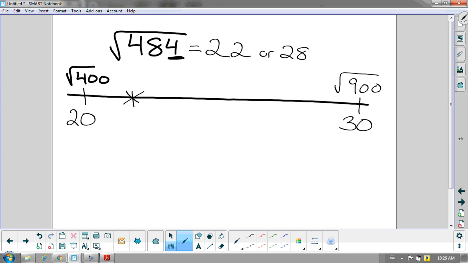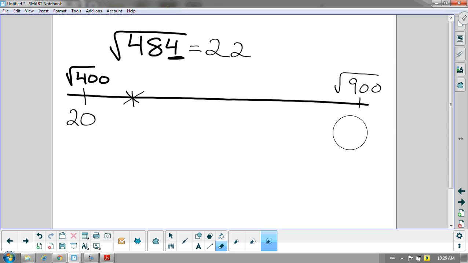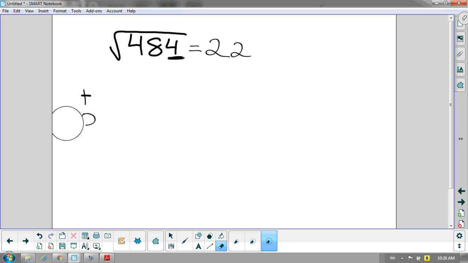Look at your number line. Is 484 closer to 400 or closer to 900? Because it's closer to 400, it makes sense that it would be 22. And then if you check with a calculator, the square root of 484 does turn out to be 22. Let's look at one more.